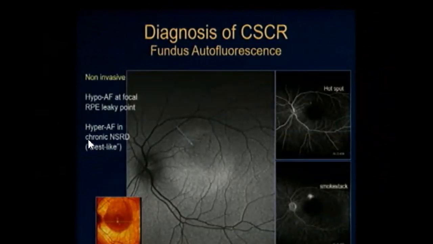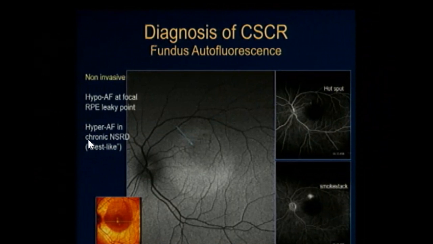Now, autofluorescence is another way of detecting CSCR. If you don't want to do a fluorescein angiography, you can do just an autofluorescence. It's non-invasive. At the level of the spot that leaks, if you have a good quality FAF, you'll see a hypoautofluorescence. Here it is. There's the spot. It's right there. It actually is a smokestack, and you can see here it corresponds to this hypoautofluorescent spot.